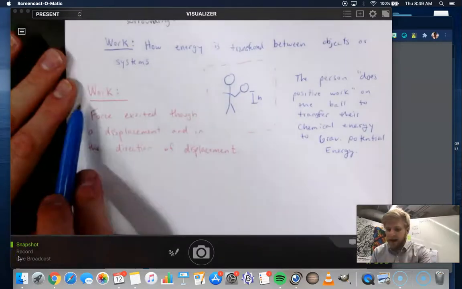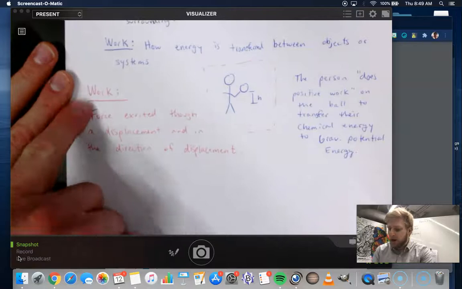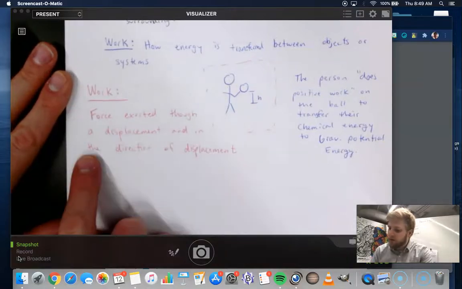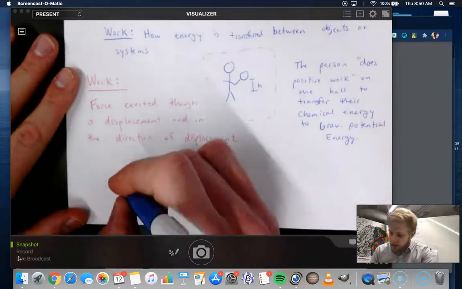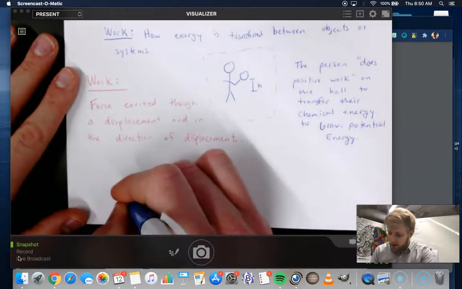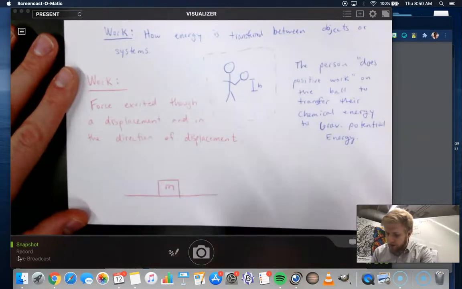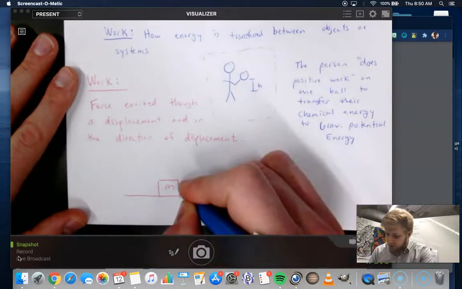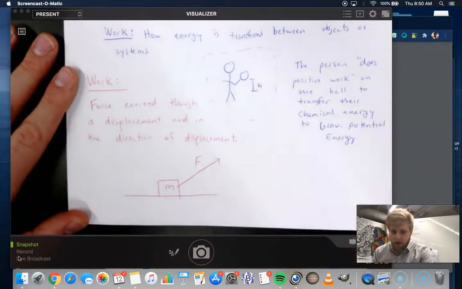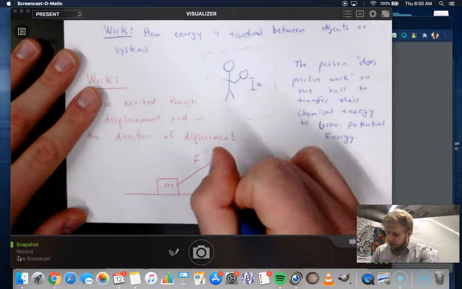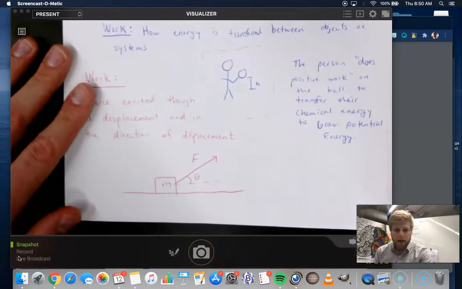Next I've added a definition that lends itself to a more mathematical treatment. Work is a force exerted through a displacement and in the direction of that displacement. Let me show you what I mean. Let's again go back to our box example. I'm going to not draw the person so the diagram is easier to understand. Let's say this time we're actually pulling on the box, and we're exerting a force up at an angle like so. This is a pretty classic example of how to talk about work done.